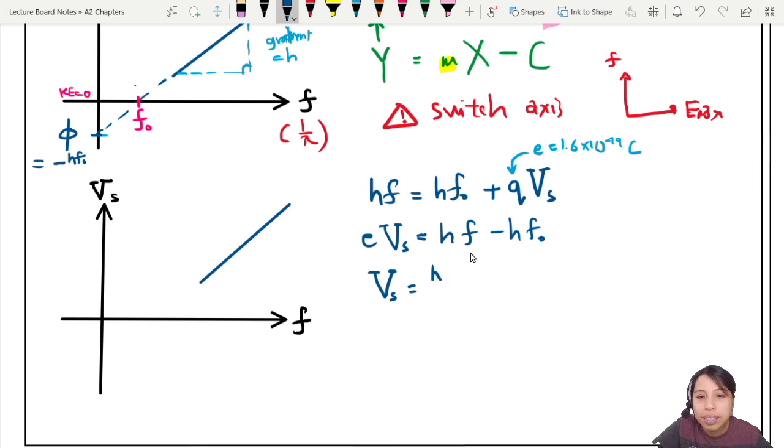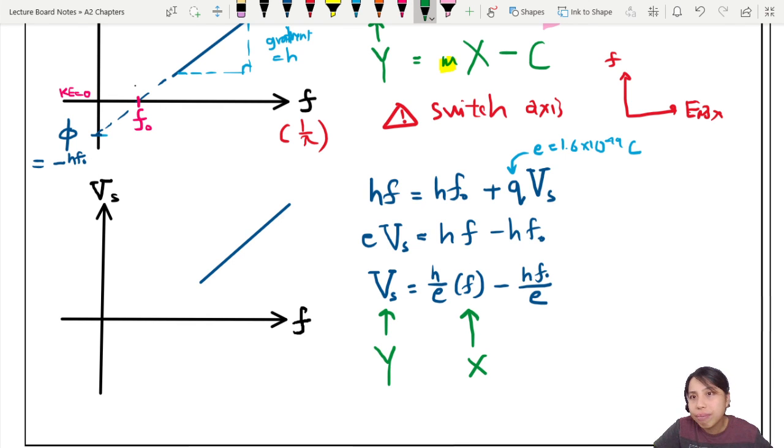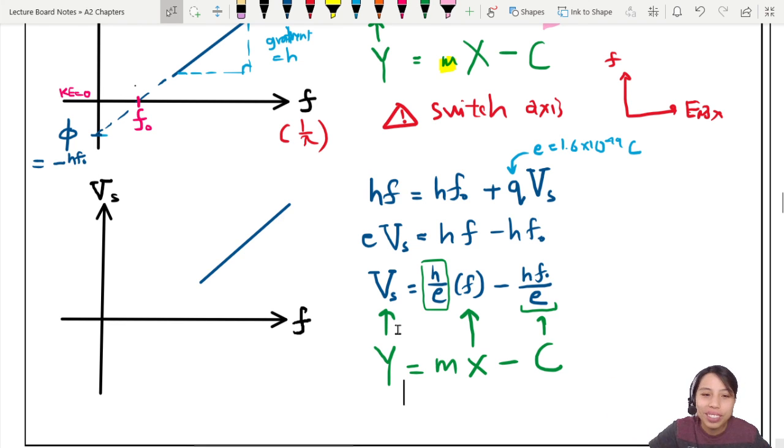So I divide everything by e. So this is hf naught over e. The reason why I put brackets is so that I can recognize, oh, this is my y-axis. This is my x-axis. Everything else will be constant, a bunch of constants over here. And of course, lastly, the gradient. This will be my m. y equals mx minus c, or plus c, however you want to see it.